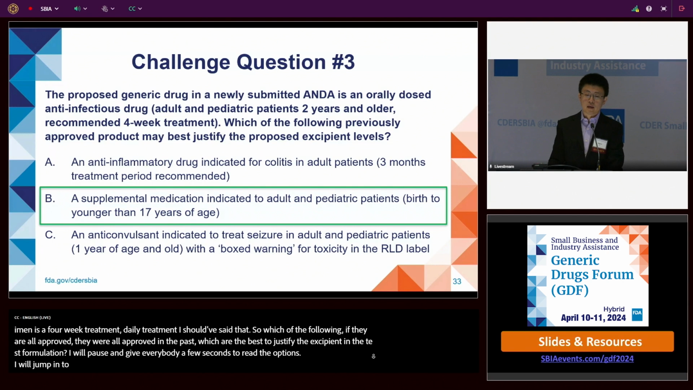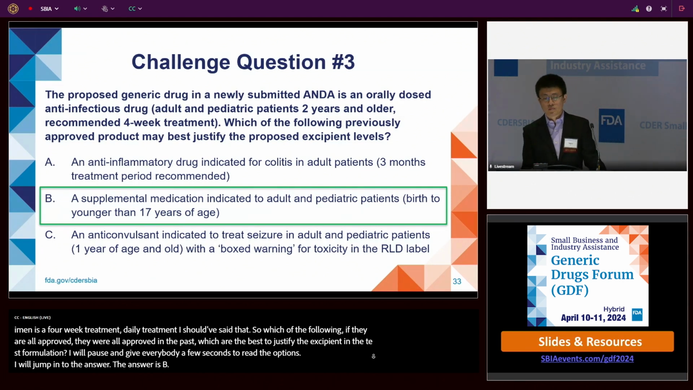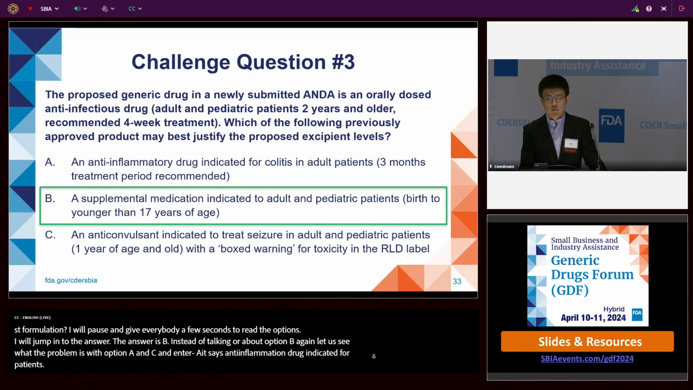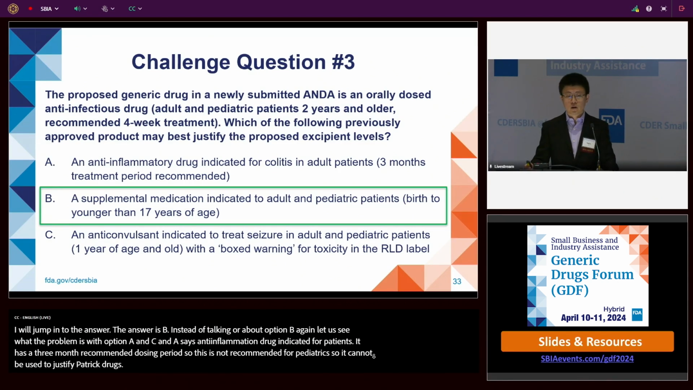The answer is B. Instead of talking more about option B, let's see what the problems are with options A and C. Answer A says an anti-inflammatory drug indicated for colitis in adult patients. It has a 3-month recommended dosing period. This is not recommended for pediatrics, so it cannot be used to justify pediatric drugs, even though it has a longer recommended dosing treatment period.